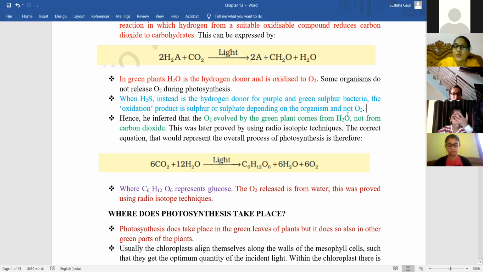Therefore this H2S gets oxidized to form sulfur or sulfate, according to the organisms, instead of oxygen, during the process of photosynthesis. Now, what this scientist thought is that oxygen is evolved by the green plants.